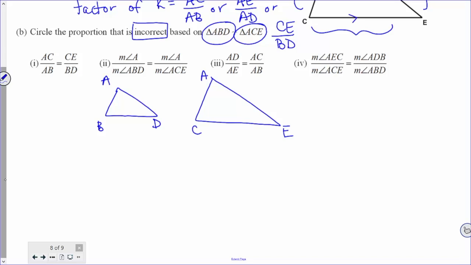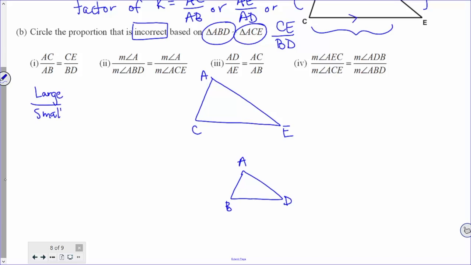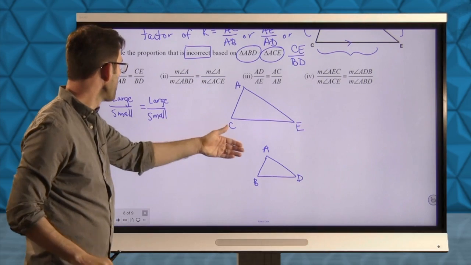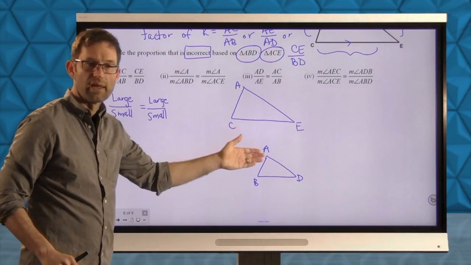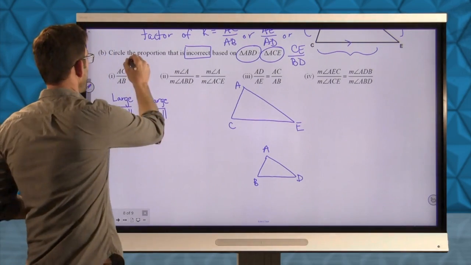It says AC divided by AB. So what would that be? I could think of that as, maybe move this down here, and my letters as well. Okay, so AC divided by AB, that's large divided by small, equals CE divided by BD. That's large divided by small. That's fine. This larger side divided by the corresponding smaller side, this larger side divided by this corresponding smaller side. So that one's fine.